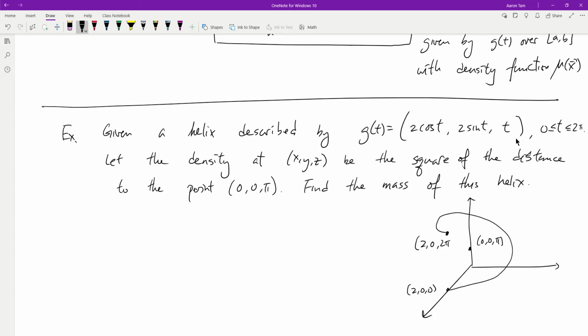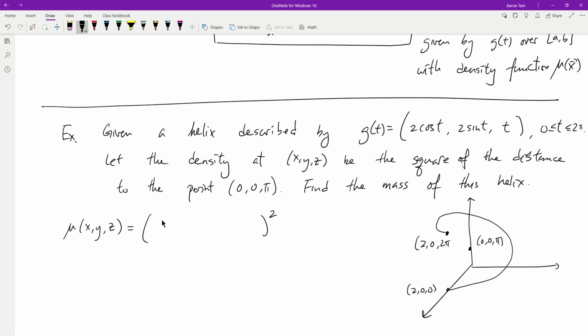So how do we go about finding the mass of this helix? I guess I don't see why we can't just go for it, so let's do it. Let's start by first defining the function mu of x, y, z. The problem said that it is equal to the square of the distance to the point (0, 0, π). So I'm going to do that. This will be the square of the distance.